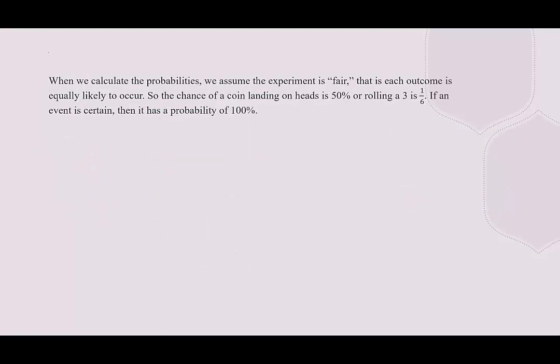When we calculate the probabilities, we assume the experiment is fair, that is, that each outcome is equally likely to occur. So the chance of a coin landing on heads is 50%, or rolling a 3 is 1 in 6, or 16.7%.